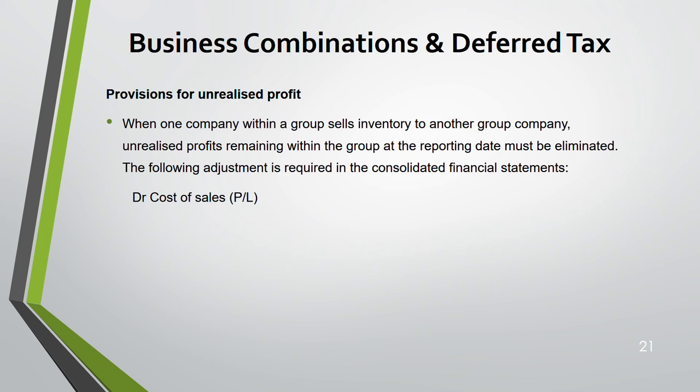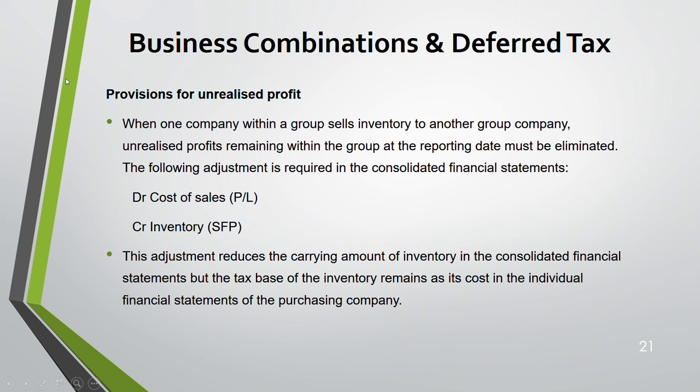Okay. So in your consolidated financial statements, this is the adjustment. You debit cost of sales and you credit the inventory. That means in your statement of financial position, when you're writing inventory, from there you deduct the unrealized profit, because that profit is not realized. And you debit cost of sales in P&L. Okay. But remember, this provision for unrealized profit adjustment will reduce your carrying amount of inventory, same way, you reduce it while calculating the carrying amount.